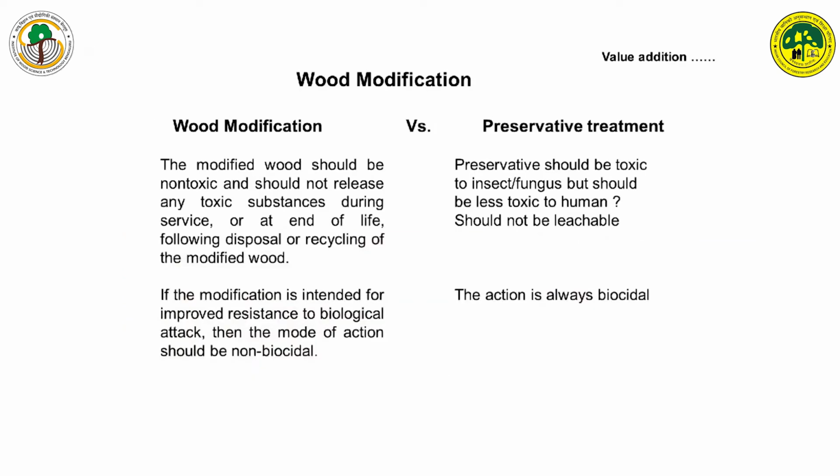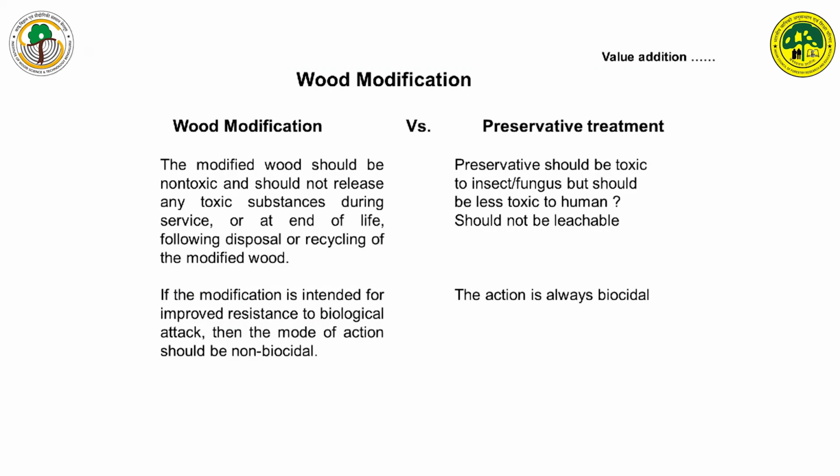So another way to add value is by wood modification. It is a bit different from traditional wood preservation, because in preservation we always aim at putting some toxic chemical into the wood so that the biotic agents cannot feed on the wood. However, in wood modification we don't put any toxic chemicals. We just change the chemistry of the wood so that the biotic agents, particularly fungus and termites, don't find a food source in the wood, so that they cannot invade it.